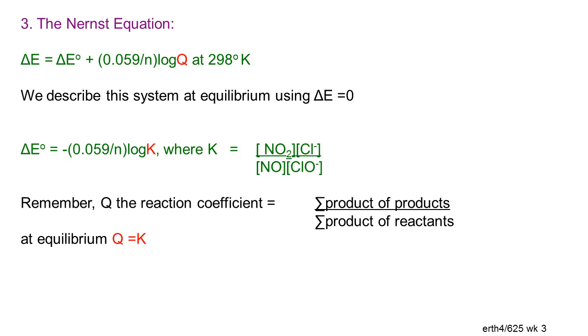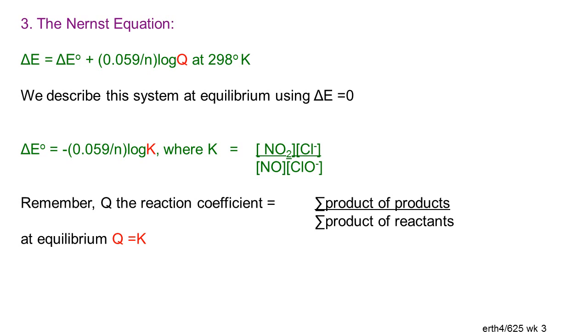Now remember, Q, which is the reaction quotient, is just the sum of the products over the sum of the reactants, and at equilibrium, Q is K, the equilibrium constant. So they both take the same form, they look the same, but K is the special case of Q where we have the right mixture of products and reactants to know that we are at chemical equilibrium.